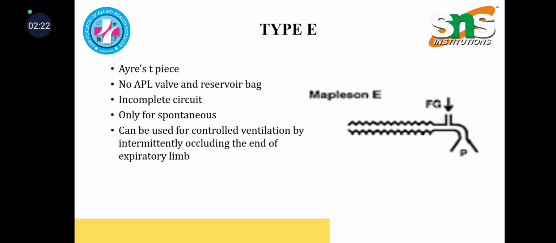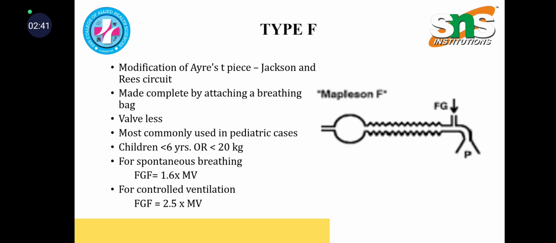Then we have type E, which is called Ayre's T-piece, with no APL valve and no reservoir bag. It is an incomplete circuit, only for spontaneous breathing. It can be used for controlled ventilation by intermittently occluding the end of the expiratory limb. Then we have type F. It is the modification of Ayre's T-piece, the Jackson and Rees circuit. It is made complete by attaching a breathing bag.